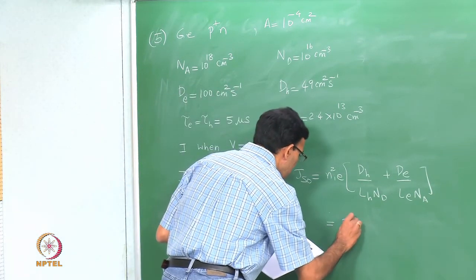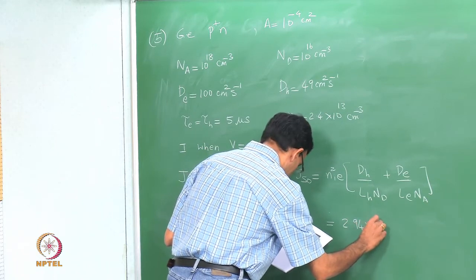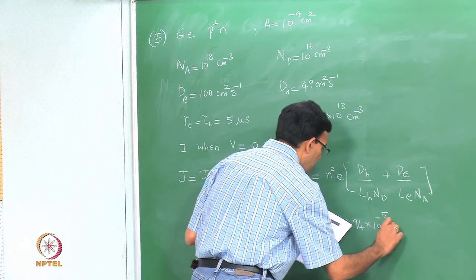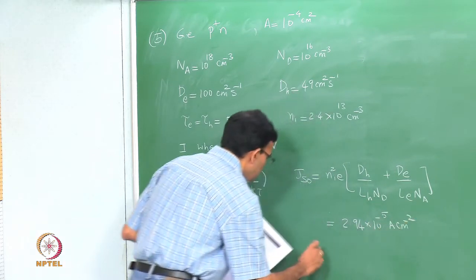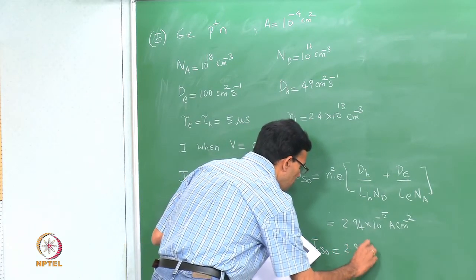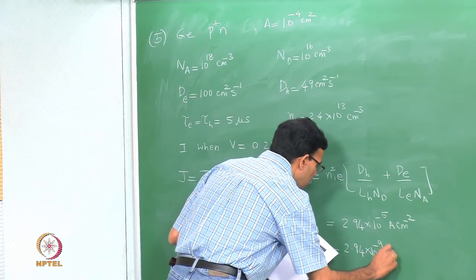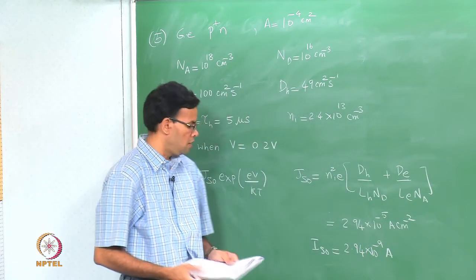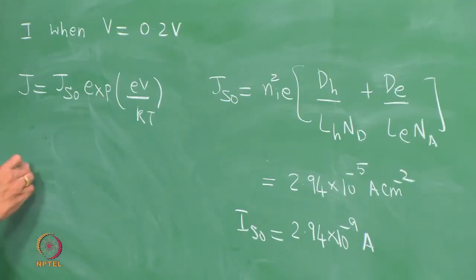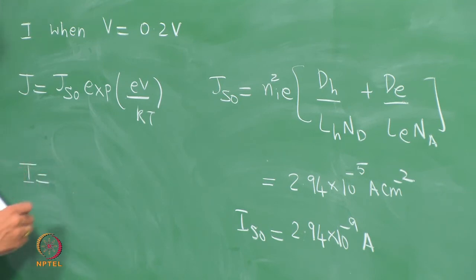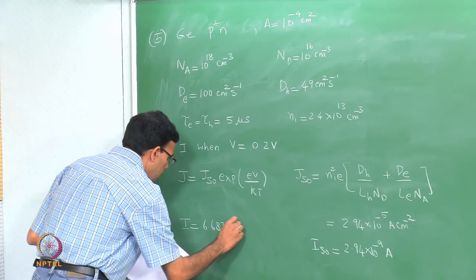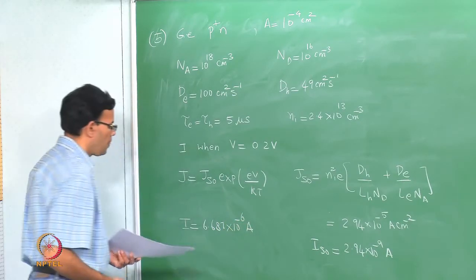Js naught is 2.94 times 10 to the minus 5 ampere per centimeter square. So, the current Is naught is 2.94 times 10 to the minus 9 amperes. Once you know Is naught, you can substitute here and you can get the current. The current I is nothing but 6.687 times 10 to the minus 6.